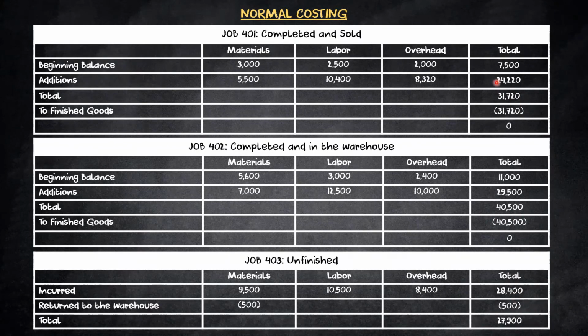Ayan. Same lang naman ng elements. We have the materials, labor, and overhead. And then, we have the same row titles here. Ayun lang. Doon lang talaga nagkakaiba sa ating overhead. Okay. So, we are done with the job cost sheets. We will now proceed with the ledgers.